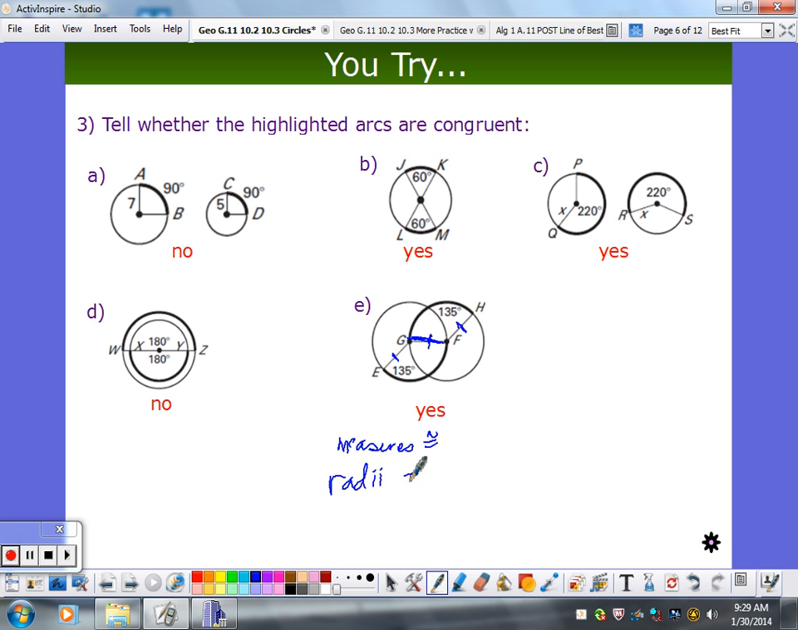So a tricky one. Other ones? You have questions on any of those? It's too easy. Too easy. Great. Let's turn it over.